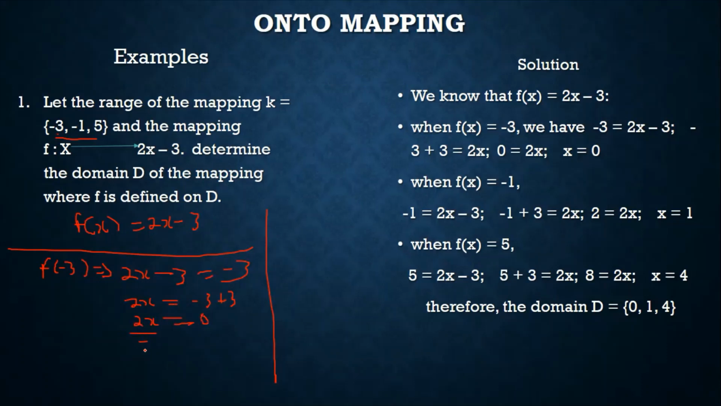If we divide both sides by 2, 2 cancels 2. Our x is equal to 0. So the first element in the domain is 0. Is that okay?